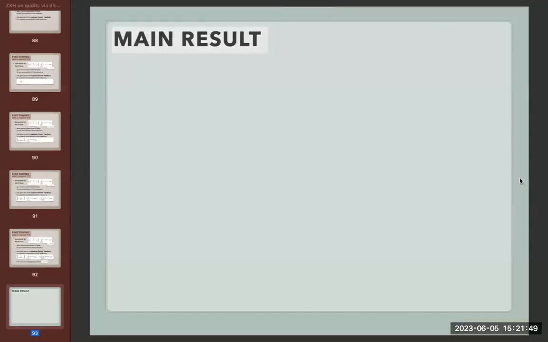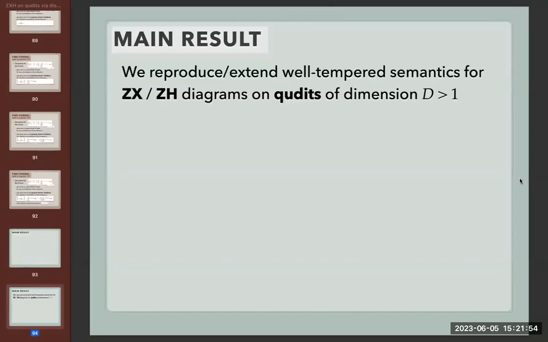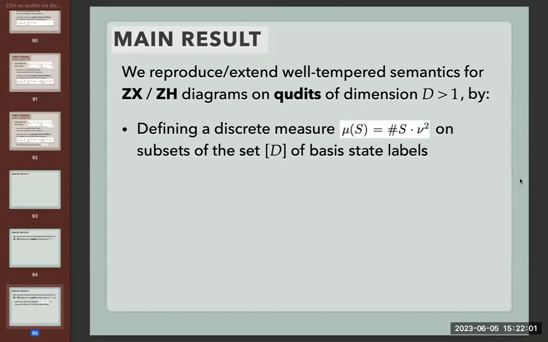So the main results in terms of describing the benefits of discrete integrals: we reproduce and we extend the well-tempered semantics for ZX and ZH diagrams on qudits for any dimension greater than 1. You simply define a discrete measure on your basis state labels, consisting of some weight function applied to the number of elements of the set you are taking the measure of. So for a singleton, the measure is nu squared. For the entire set D, it ends up being the integer d times nu squared.